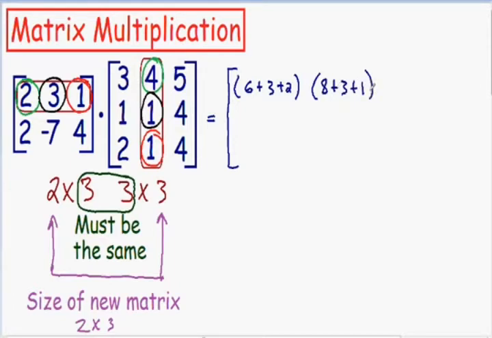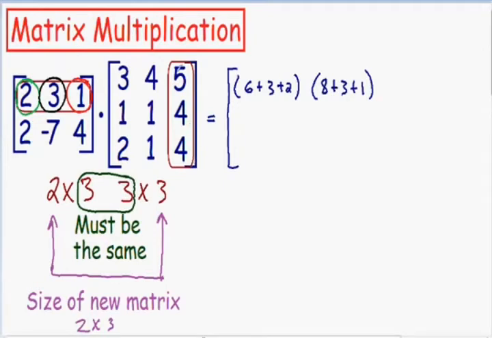And now we have multiplied the first row by the second column. And now I'm going to do the same thing all over again. Now I'm going to do the first row by the third column. The first row is already boxed from before, and I'll put a box around the third column.